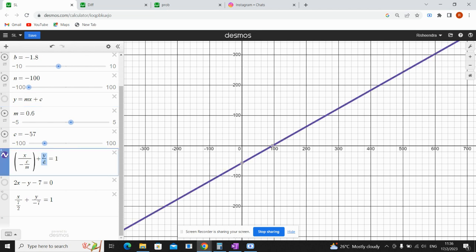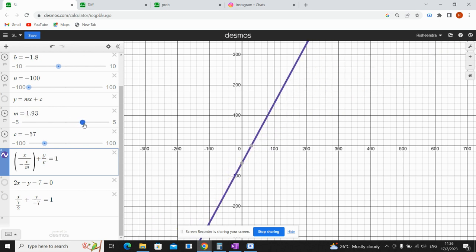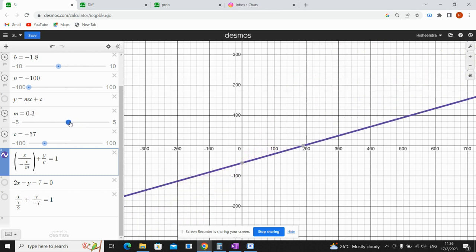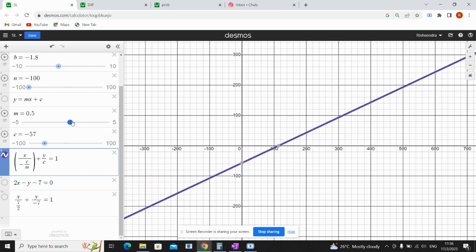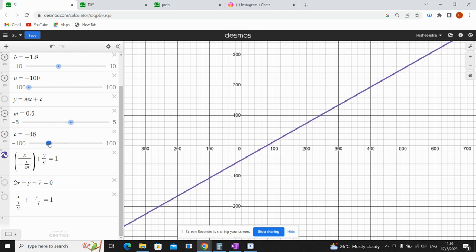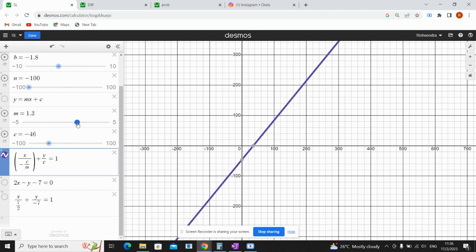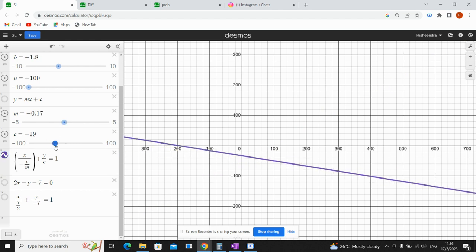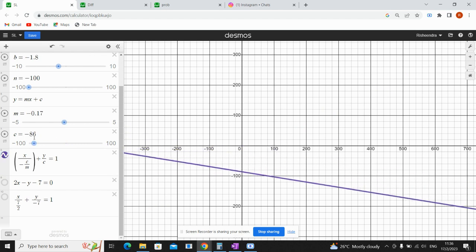the y-intercept is c when we convert it into x by a plus y by b format. See, as the slope changes, look how the intercepts are being changed. The point and the intercepts are being changed with the axes. Look here, the change in m and n. See how beautiful, right?